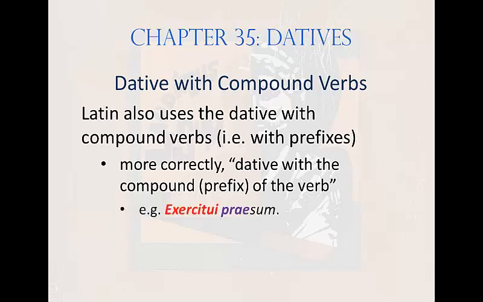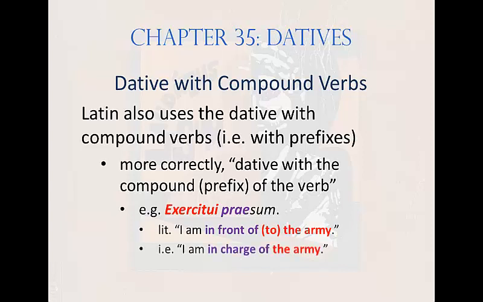Here's an example of a dative with a compound verb. Exercitui praesum, literally, I am, sum, in front of, prae, the army, exercitui, meaning, I'm in charge of the army. Exercitui here is actually not the object of the verb sum. Sum can't take an object, it's intransitive. It's the object of the prefix prae on the front of the compound verb praesum. That's what the term dative with a compound verb means.